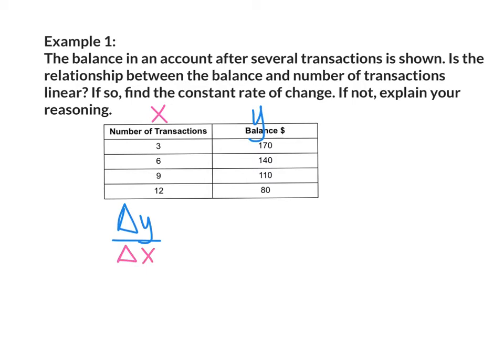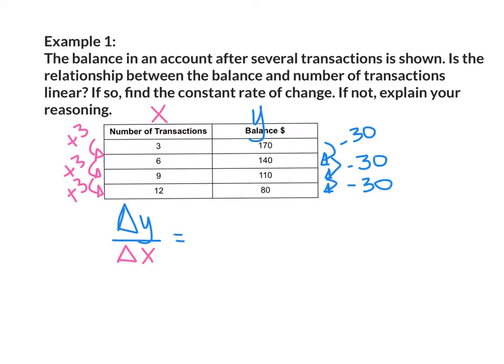So we're going to start with our y values. From 170 to 140, we're decreasing by 30. From 140 to 110, we're decreasing by 30. And then from 110 to 80, we're decreasing by 30. So they are constant because they're all decreasing by 30. Now let's do our x values. From 3 to 6, we are increasing by 3. From 6 to 9, we're increasing by 3. And from 9 to 12, we're increasing by 3. So they are constant because they're all increasing by 3.